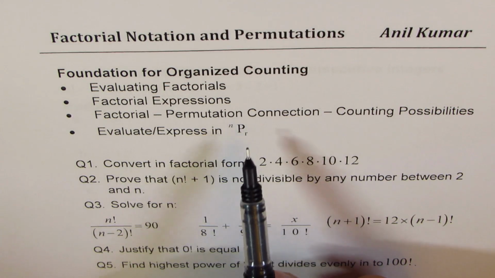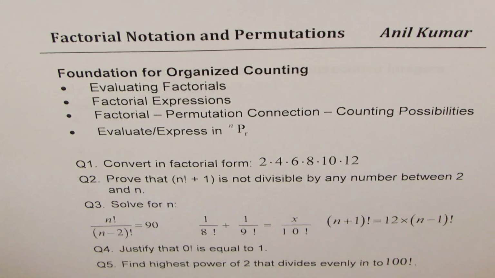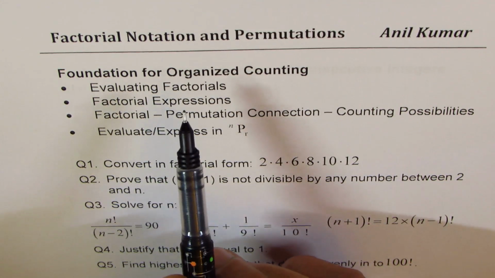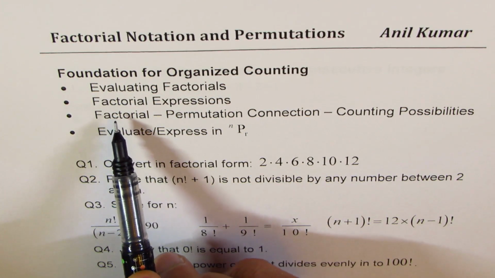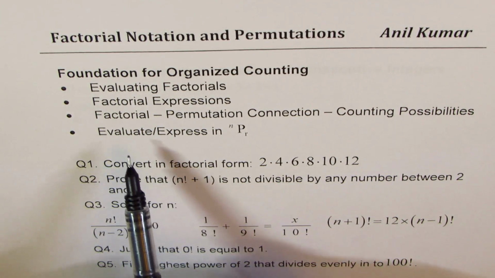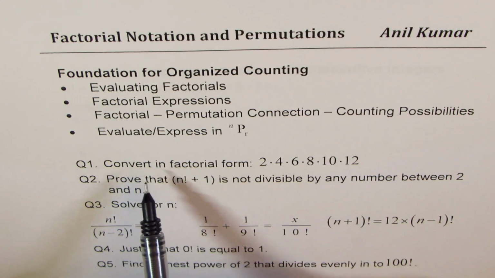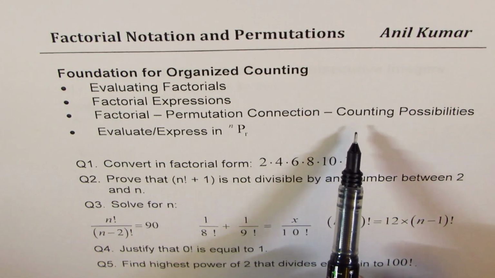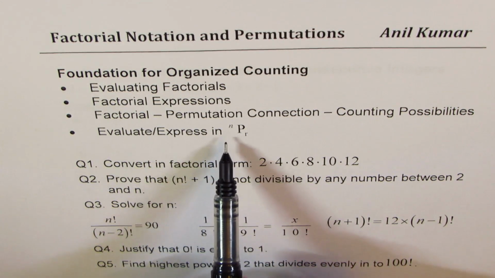Soon you will see its application in many questions where we are talking about arranging distinct objects in different ways, and also finding probability for different kinds of events. In this particular video, we will understand what factorial notation is and how to evaluate factorials. We'll work with factorial expressions. We'll also see the connection between factorial and permutations, and how it helps in counting possibilities. We'll have a few examples to evaluate and express in nPr form.